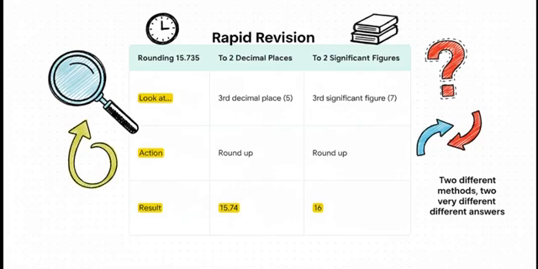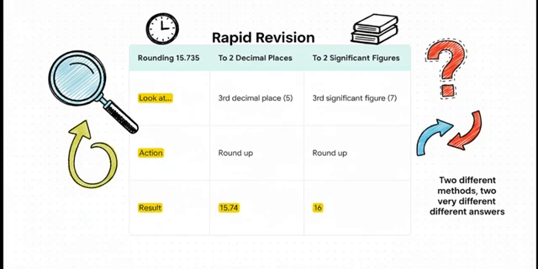Okay, this slide lays it out perfectly. Let's take the number 15.735. Now, if the question says round to 2 decimal places, you look at the third decimal place, which is a 5. That 5 tells you to round up, so you get 15.74. But if it says 2 significant figures, you start counting from the very first digit. The third significant figure here is the 7, and that tells you to round the digit before it up. So the 5 becomes a 6, and our answer is 16.